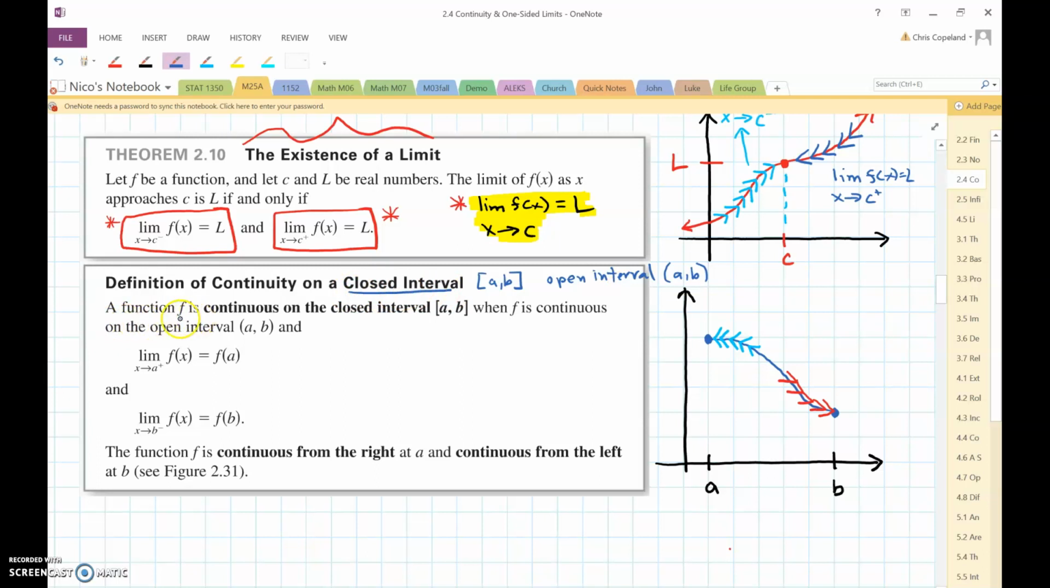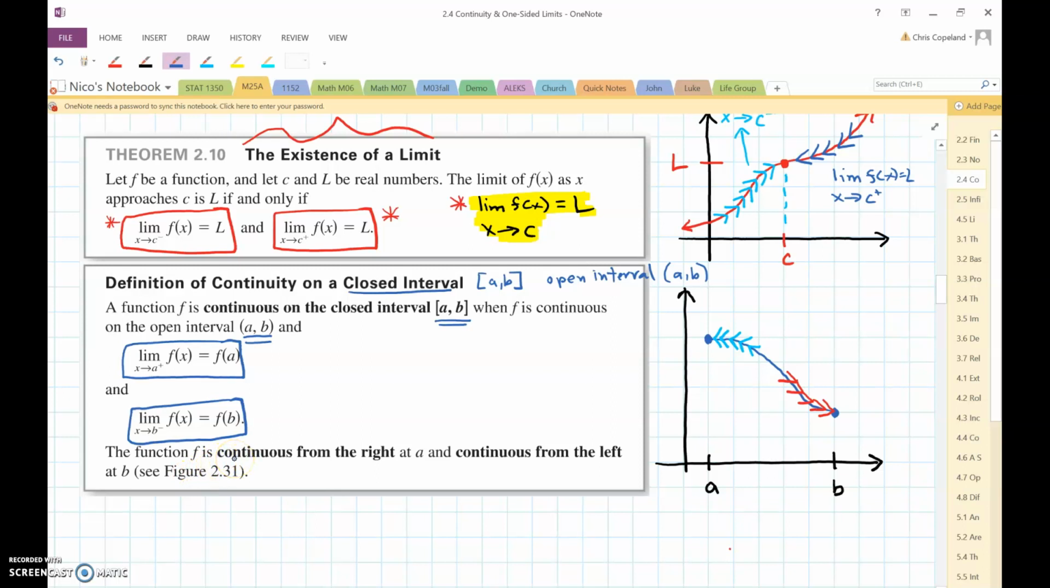We're looking at a function f is continuous on a closed interval from a to b when f is continuous on an open interval, a to b, and the limit of f of x as x approaches a from the right is equal to f of a, and the limit of f of x as x approaches b from the left is equal to f of b. If we have that, then the function is continuous from the right at a and continuous from the left.